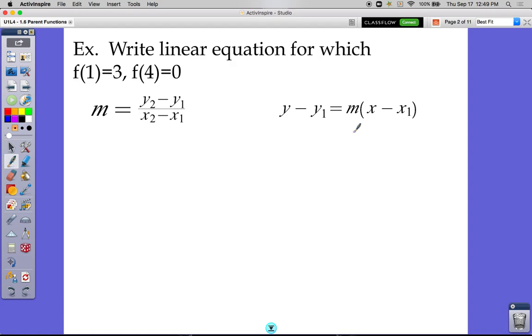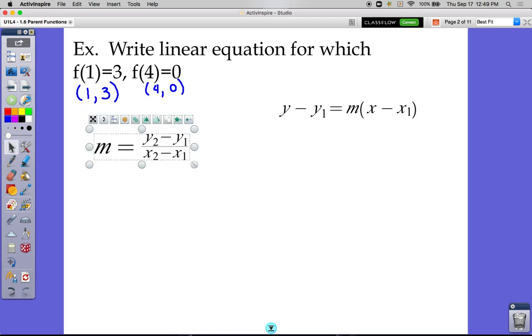Well, remember that when you see f of 1 equals 3, that's really telling you that this point right here, if x is 1, the function value is 3, that means y is 3. If f of 4 is 0, that means 4 is x, 0 is y. So we're going to take this equation here to calculate our slope, and we do so by saying y2, and that's the second y value. Doesn't matter which one you decide is the second one, as long as you stay consistent.